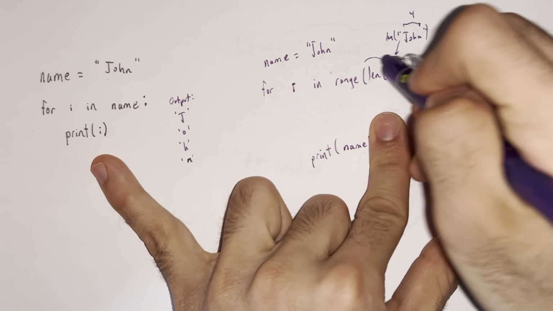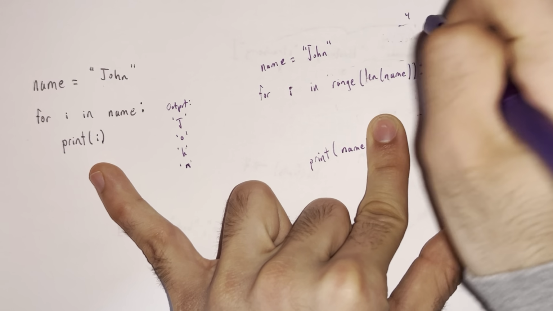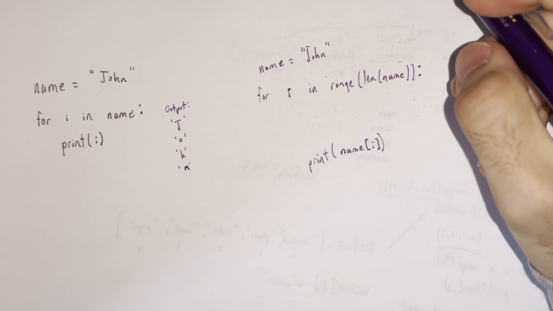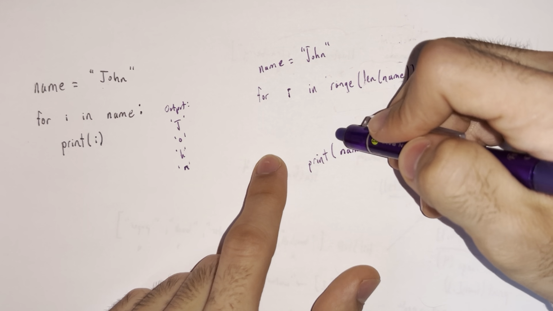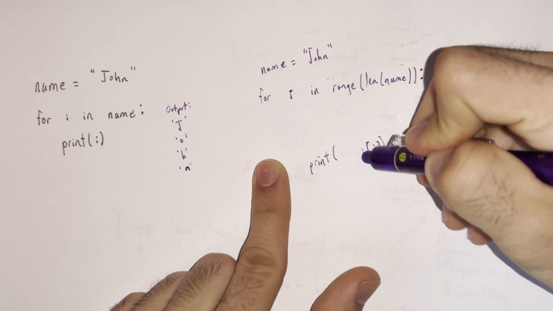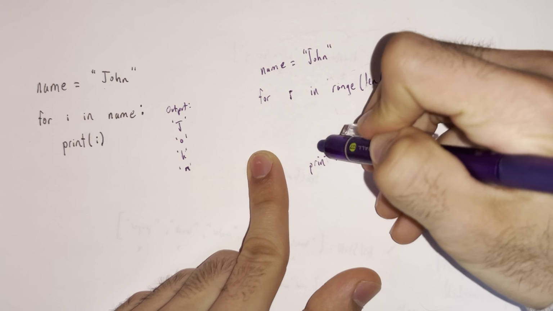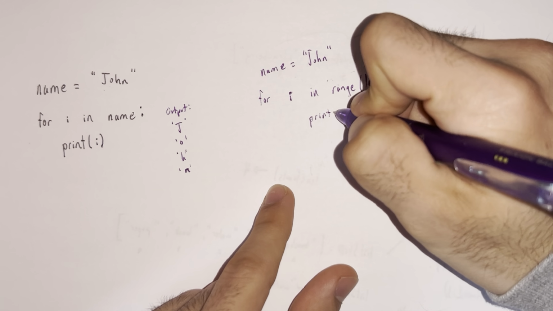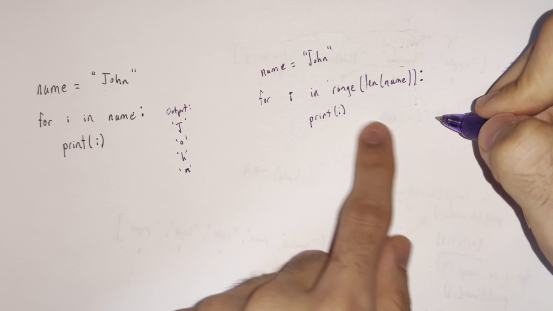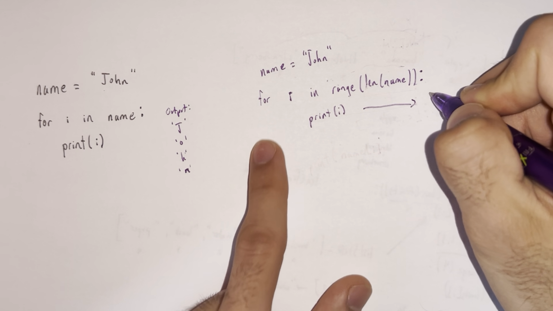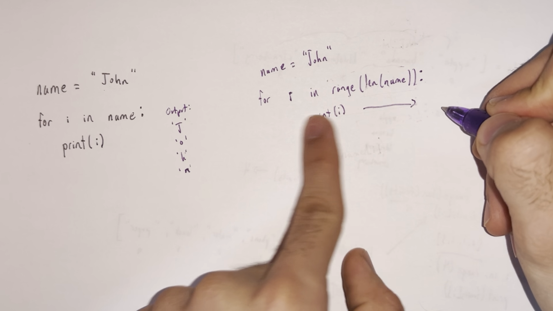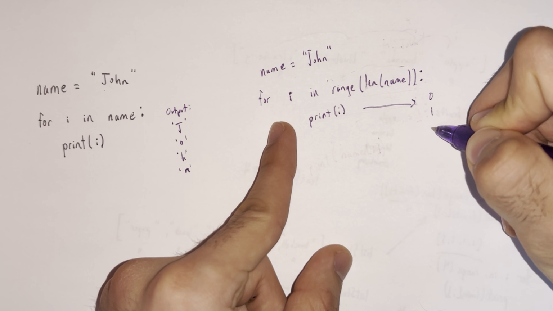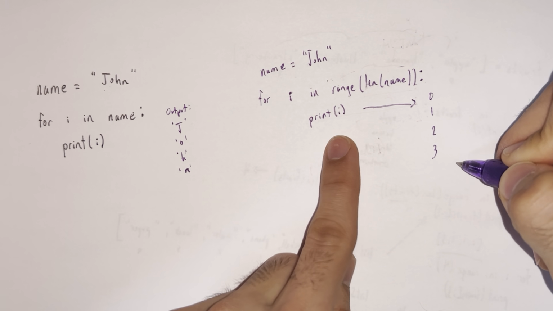Another mistake that people may make is they'll do for I in range len name, and then they'll forget to do the name, the index. They'll just do print I for I in range len name. And what do you think this is going to do? That's going to give you 0, 1, 2, 3. That's what print I is going to give you.